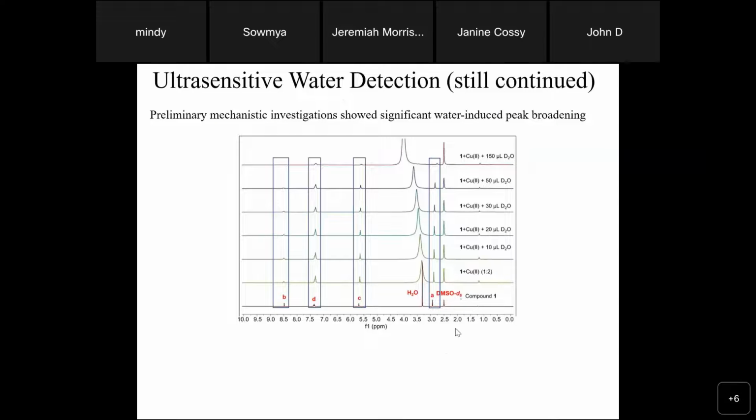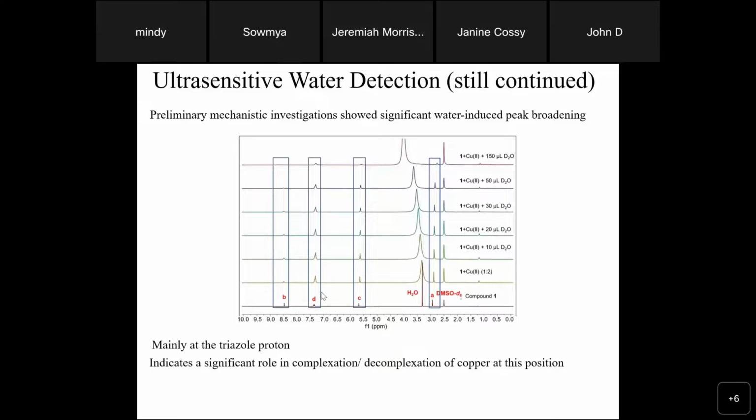How does this occur? What's our mechanism here? Well, our standard technique of using NMR was a little bit complicated by the fact that the copper addition itself leads to significant broadening of all of the observed peaks. Nonetheless, we see particular broadening around the triazolyl proton, which suggests strongly that there's complexation and decomplexation of copper at that position. We see a pretty clear 1 to 2 complex formation based both on the calculations on these spectra, as well as other quantitative Job's plot analyses.